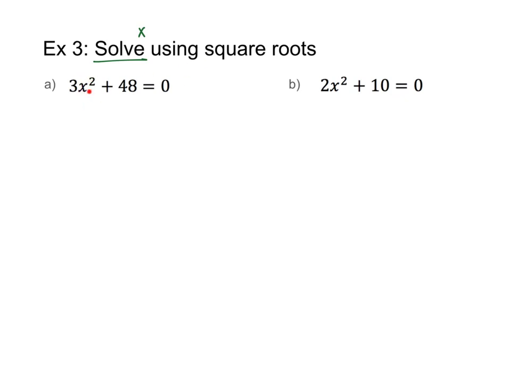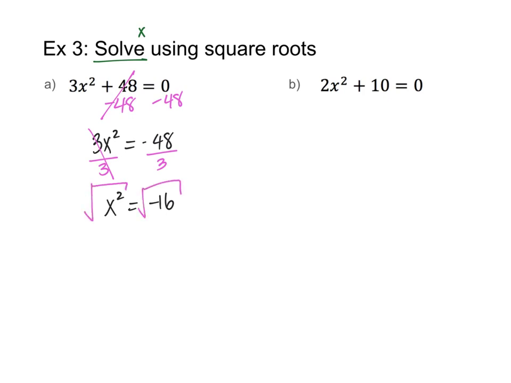So if I want to get this x squared by itself, the furthest thing away is the 48, so I'm going to subtract the 48 from both sides. So that cancels, bringing down the 3x squared equals negative 48. If I divide by 3, x squared drops down, negative 48 divided by 3 is negative 16. To get rid of a square, I have to take the square root. So the root and the 2 cancel, bringing down just the x.